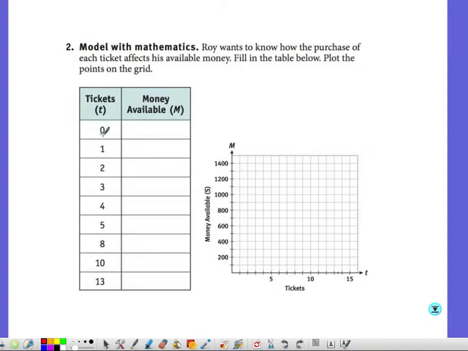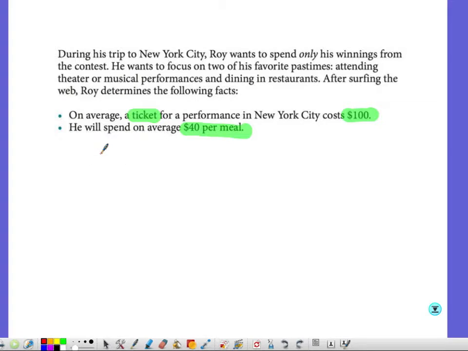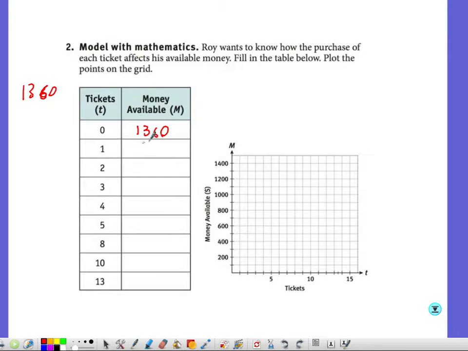Okay. So in order to fill out this table, if Roy has $1,360 to spend at the beginning, if he buys 0 tickets, how much money is he going to have left? Well, he didn't spend anything, so he's going to have $1,360. But if he buys one ticket, it costs $100. After buying one ticket, how much will he have left? Well, he's going to have $100 less, so that's going to be $1,260.